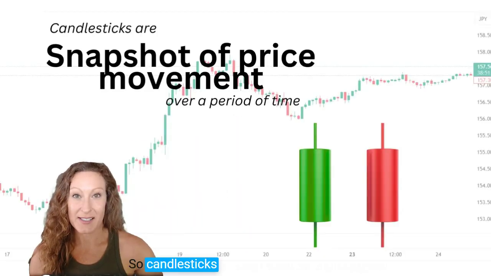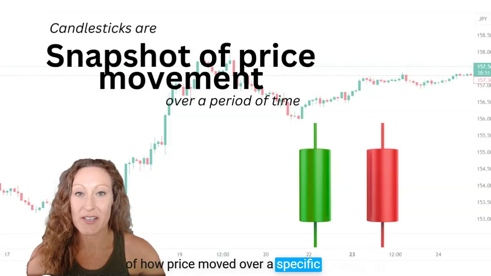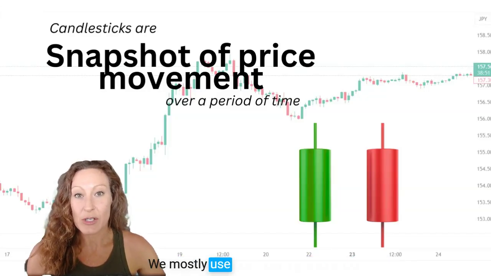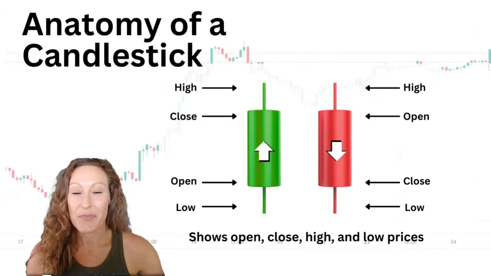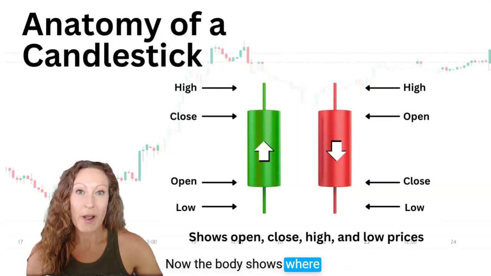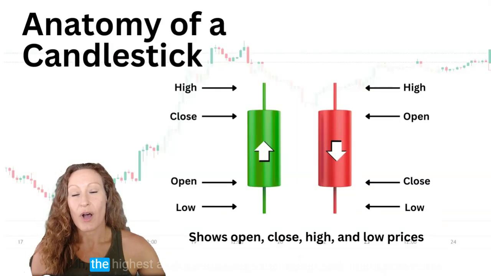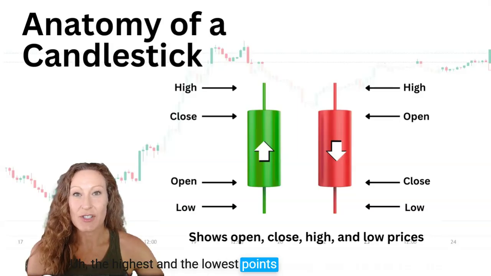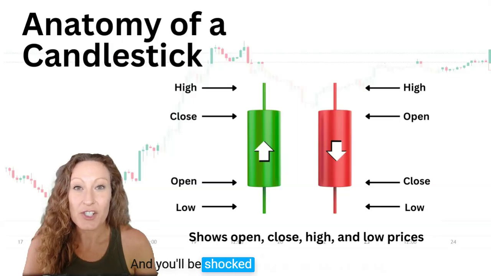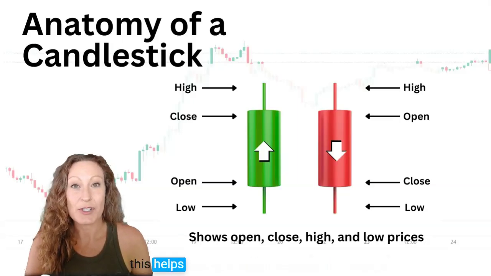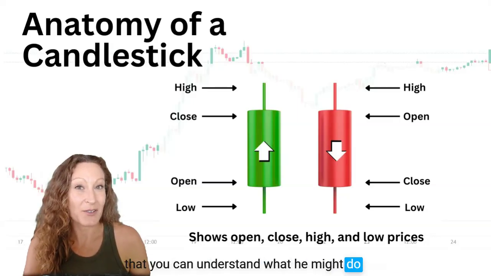So a candlestick is a snapshot of how price moved over a specific time period. We mostly use the 15-minute, 1 hour, 4 hour, sometimes the daily candle. Now, the body shows where price opened and closed, and the wick shows the highest and the lowest points that price hit during that time. That's it. Nothing fancy. And you'll be shocked how often just knowing this helps you spot what the dealer just did so that you can understand what he might do next.